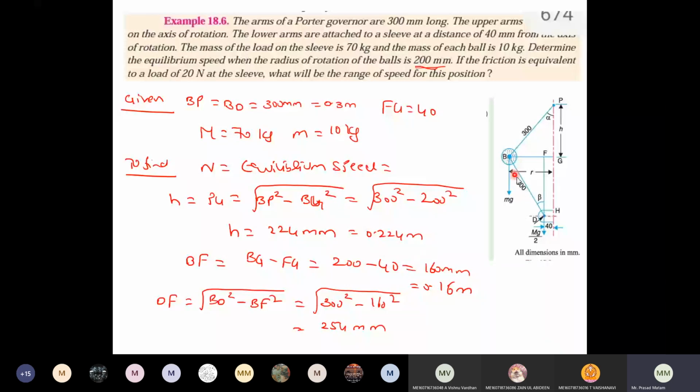Now our aim is to find out the length BF. BF is equal to BG minus FG. FG we know as 40 mm. 200 minus 40 is equal to 160 mm, that is equal to 0.16 meter. So from this we are supposed to find out the DF value. So DF is equal to root over BD square minus BF square, 300 square minus 160 square, we got 254 mm.